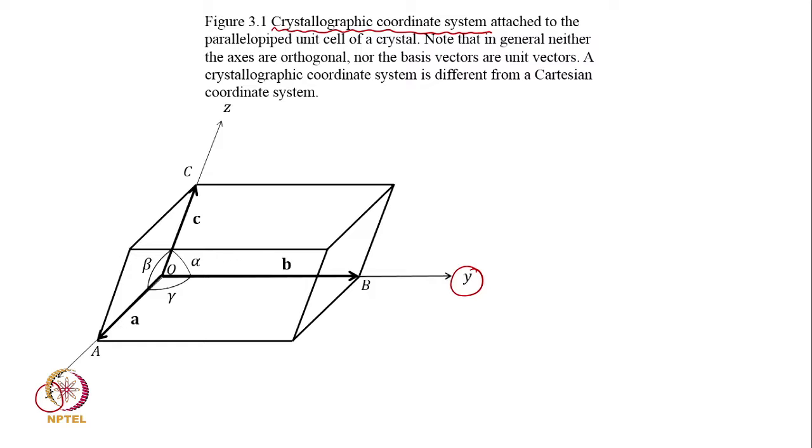And similarly, whatever the lengths A and B be. In Cartesian we say all are unit vectors, all are equal and all are unit. Here neither are we saying that they are equal nor that they are unit. Whatever A is, 1.3 angstrom, B is 2.5 angstrom, C is 4.393 angstrom, fine, I will live with that. So, that is what a crystallographic coordinate system is.